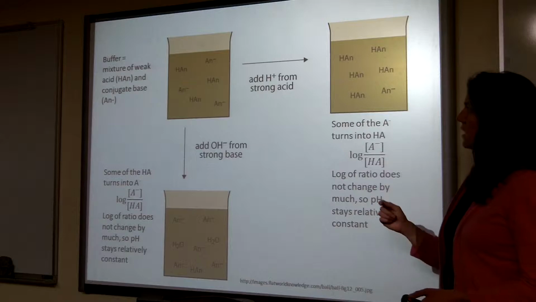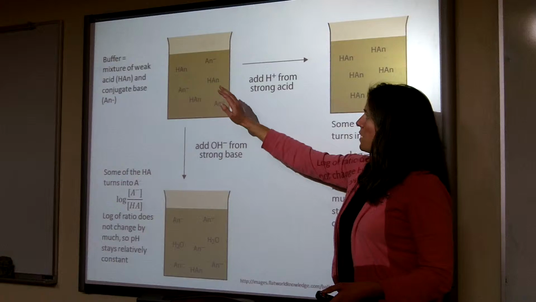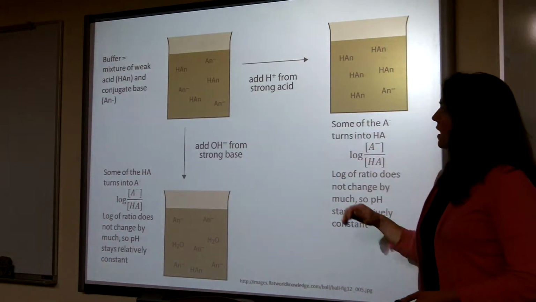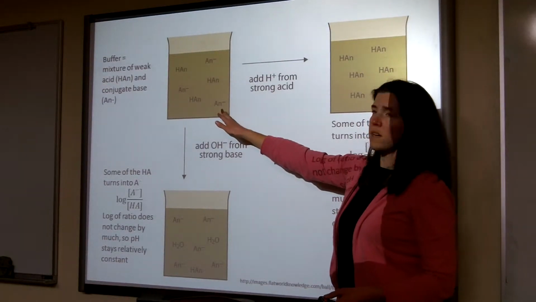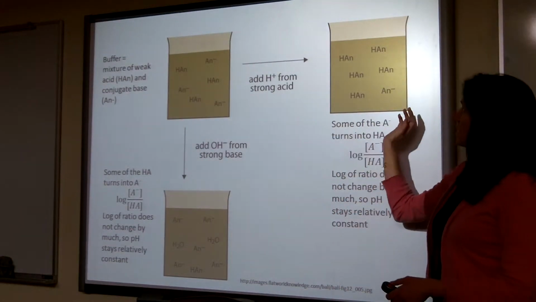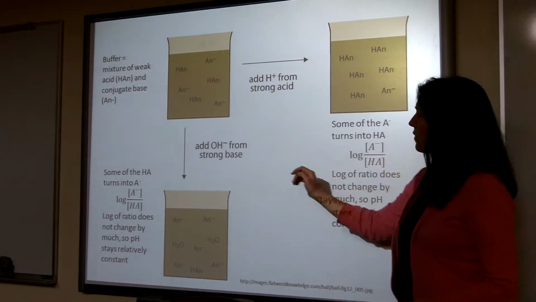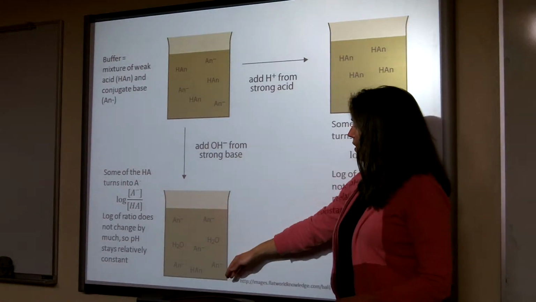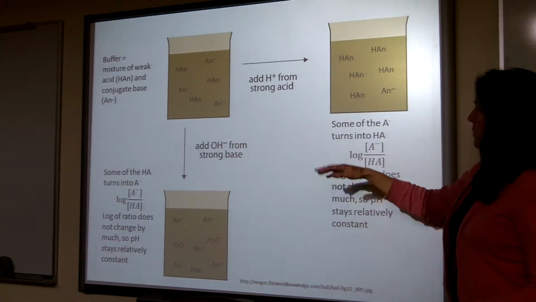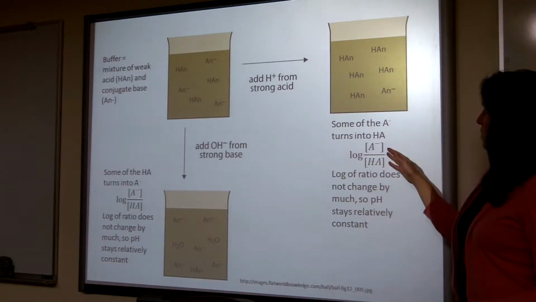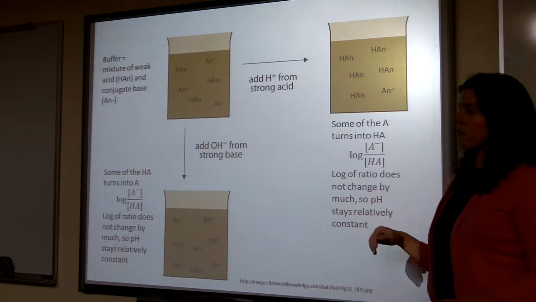Again, you can see the actual components of a buffer mixture. Your buffer has some of the weak acid and its conjugate base. In this original picture, I had 3 weak acids and 3 conjugate bases. If you add some strong acid to it, I've got 5 weak acids now and 1 conjugate base left over. If I add some hydroxide, now I've got only 1 weak acid left and 5 conjugate bases. In both cases, though, the log of the ratio is not going to change by very much, so the pH is going to stay relatively constant, and that's how your buffer works.